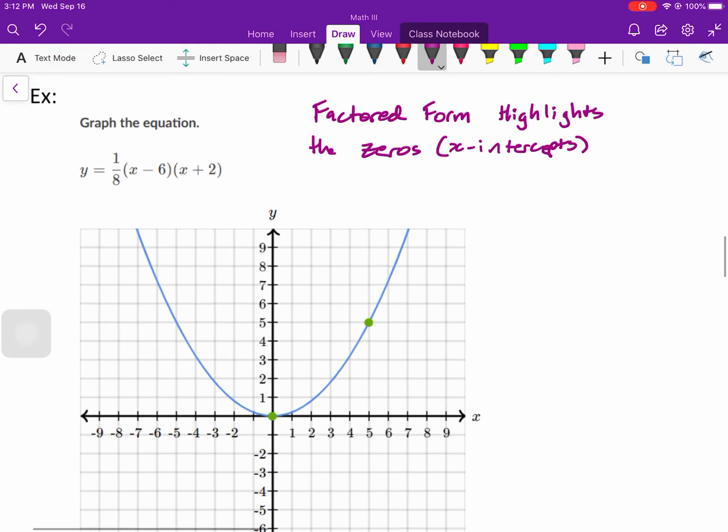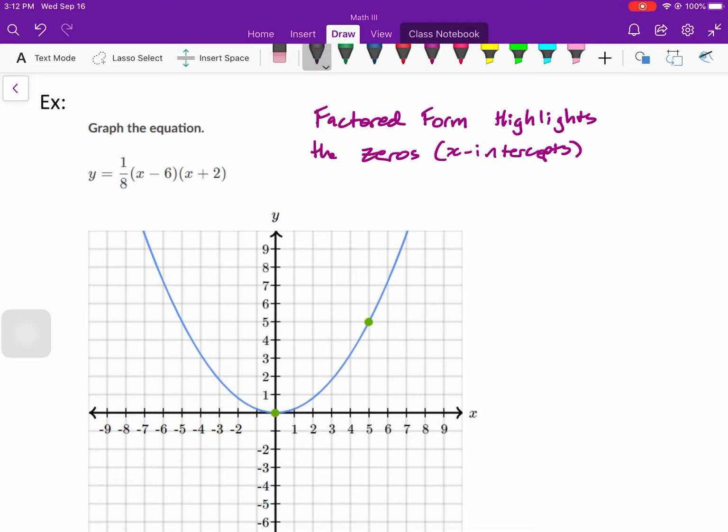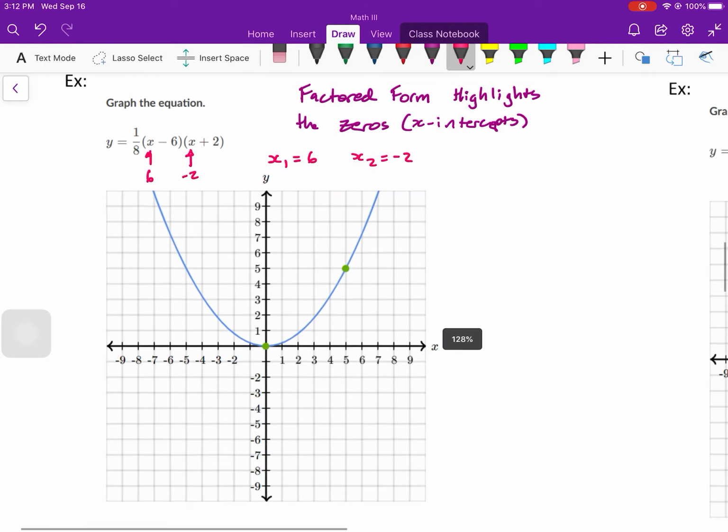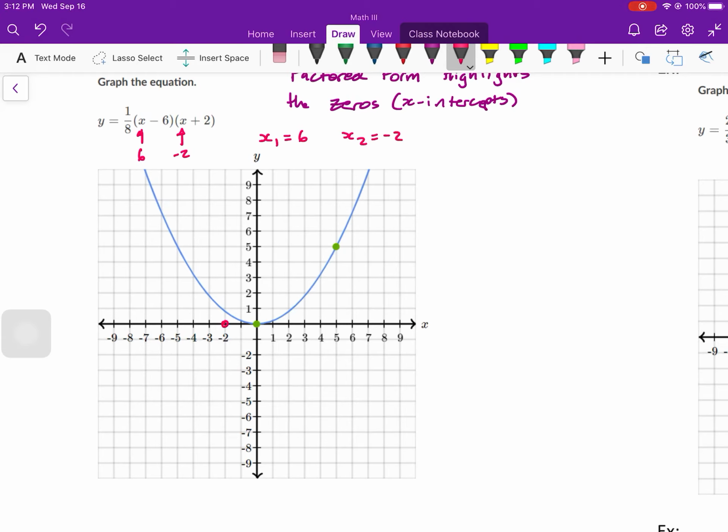So looking at this, they're giving us factored form. And I can tell you right away that I know the zeros are 6 and -2. So I'm going to just call those x1, we'll call 6, and x2 will be -2. Just calling those for now, you'll see why I'm doing that. So -2 is one of our x-intercepts, and then the other one is 6.